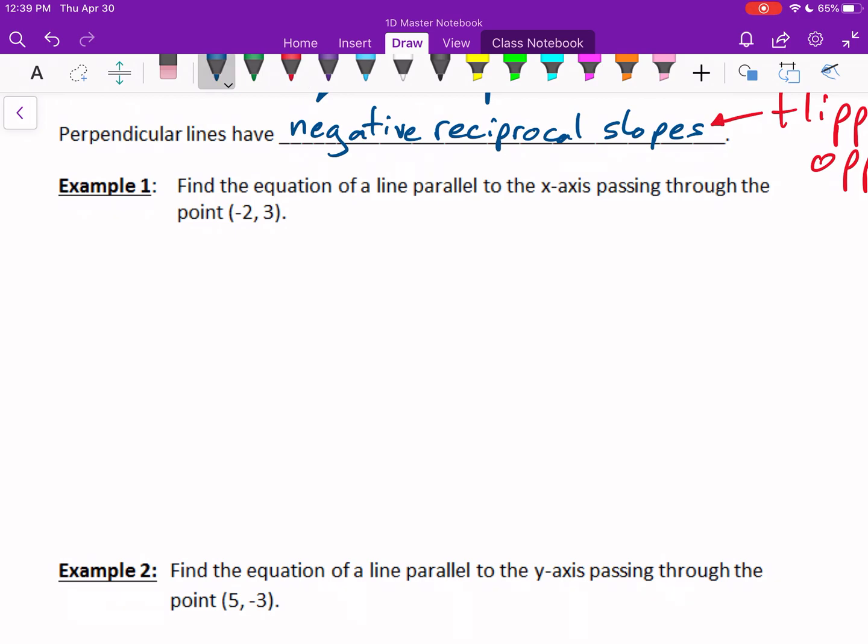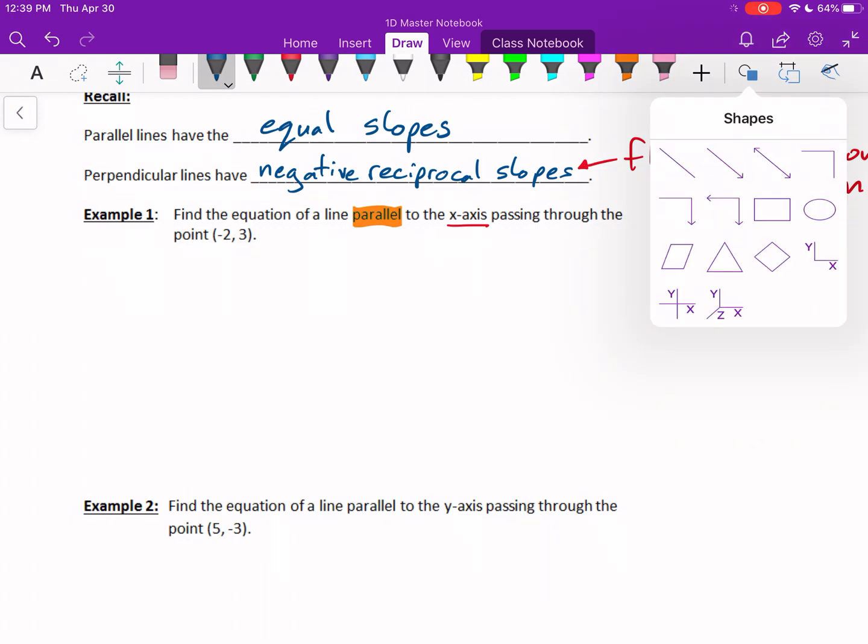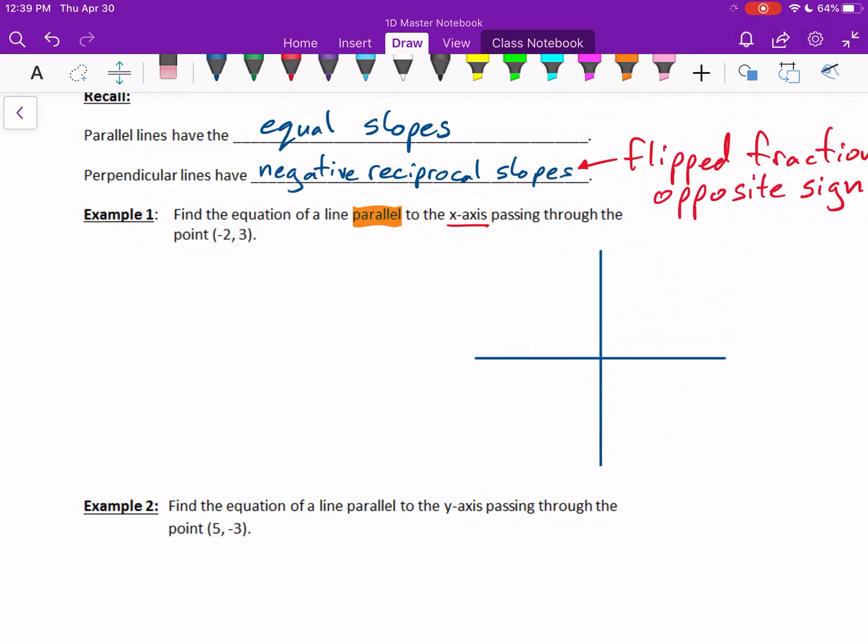Find the equation of a line that is parallel to the x-axis passing through the point (-2, 3). All right, so let's visualize this. If this is the x-axis, this is the y-axis. And it's going through the point (-2, 3). So remember, -2 on the x-axis is to the left of the y-axis, and 3, that'd be up here. So here's our point, (-2, 3).